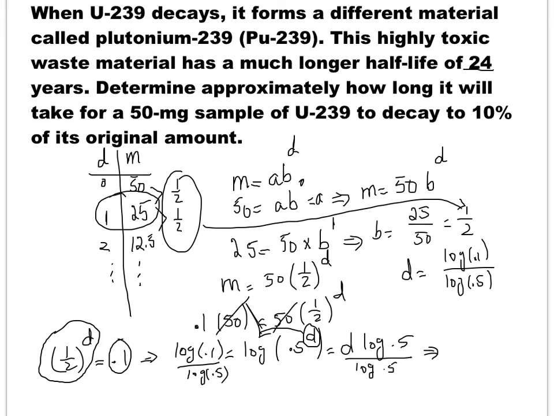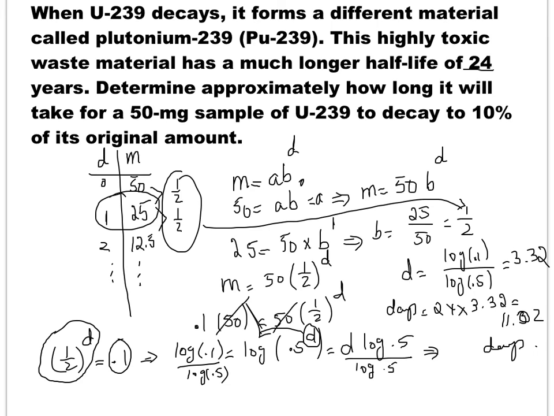Now, if you use your calculator with a log function, you will get that this is approximately 3.32. Now, this D, remember, is the number of half-lives. It's not the number of days. But we know one half-life is 24 years. So the number of days is going to be 24 times 3.32, which is approximately equal to 11.02 days.